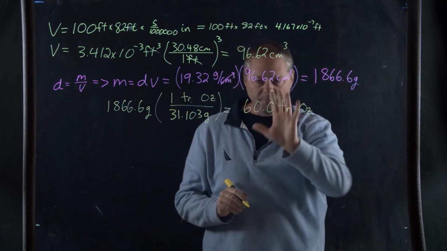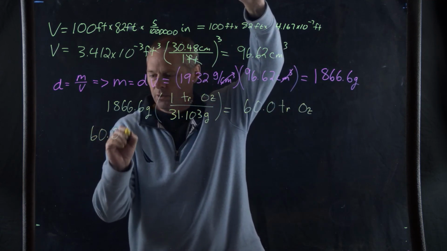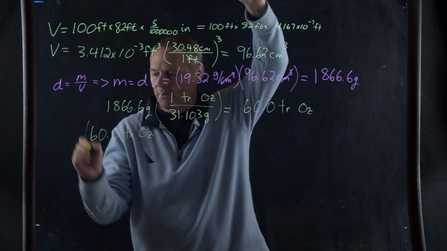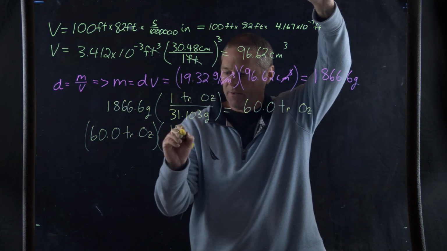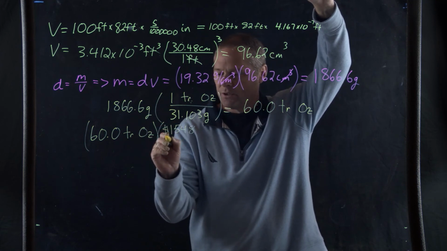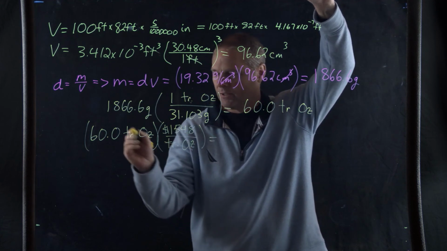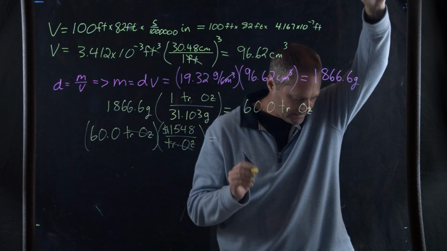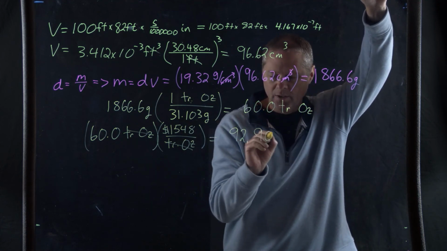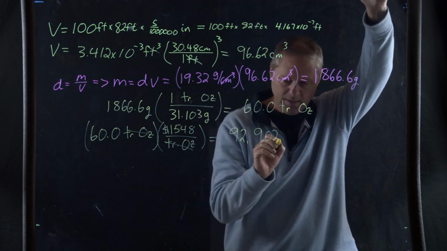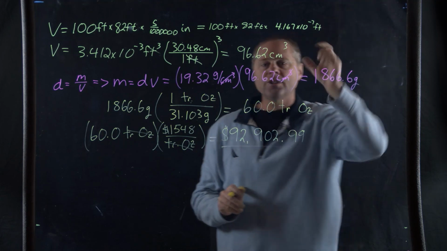All right. Now, we know that 60.0 troy ounces is what the individual wants to buy, and the price per troy ounce is going to be $1,548 per troy ounce. The troy ounces cancel. This comes out to be $92,902.99. That comes back. Just to buy the gold.